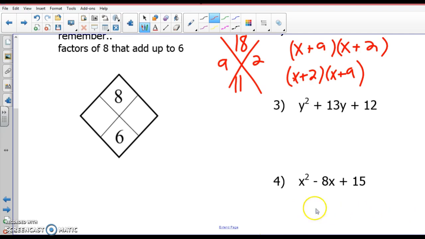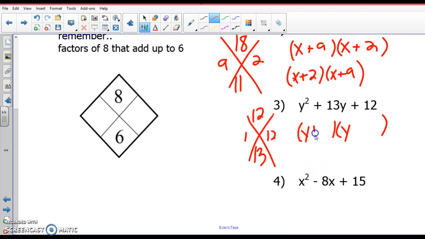Now, let's look at this one. Is that your basic trinomial? Yes. How does y squared factor? Y and y. Now, if you want to draw your diamond, we need two numbers that multiply to 12 that add to 13. 1 and 12. So my factors are y plus 1 and y plus 12. You can check that, but it's going to work.